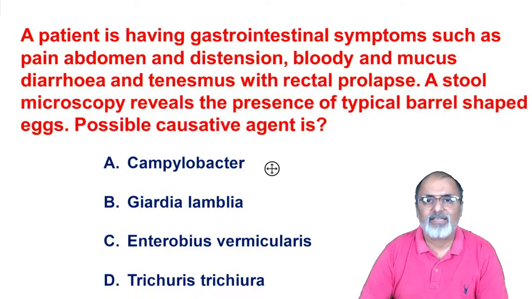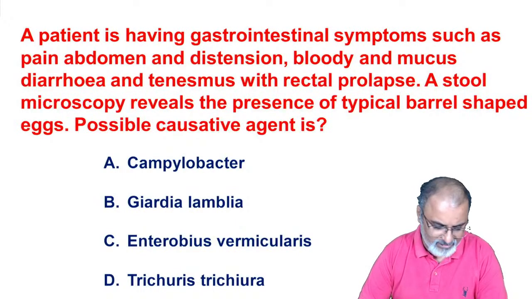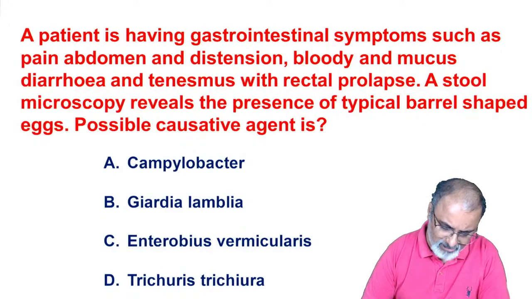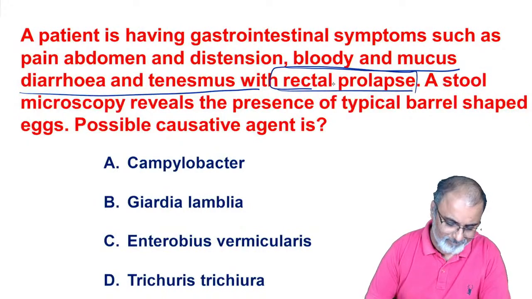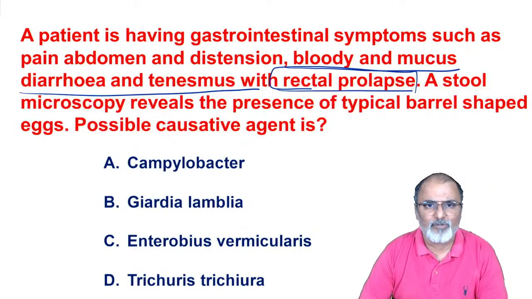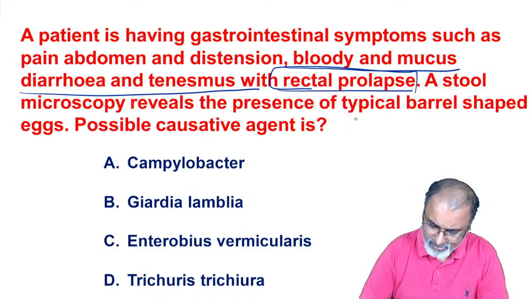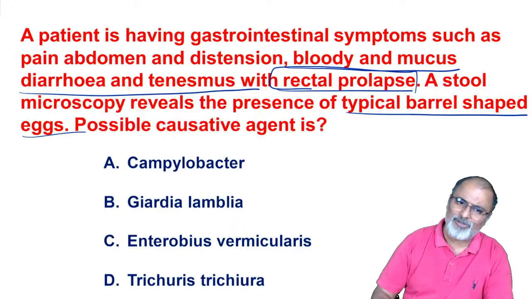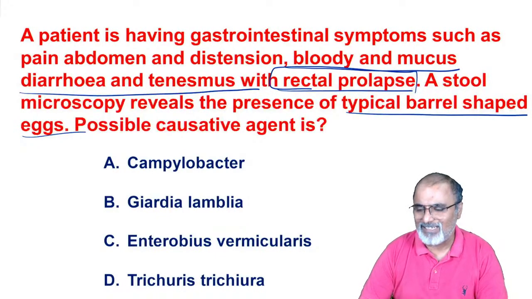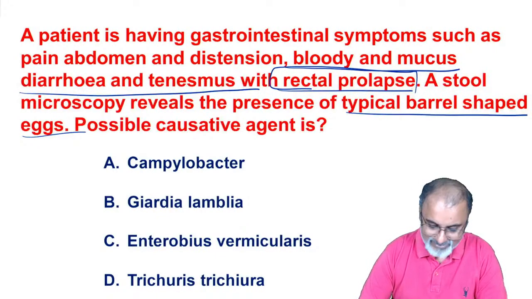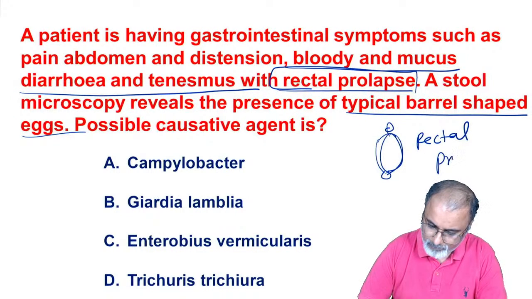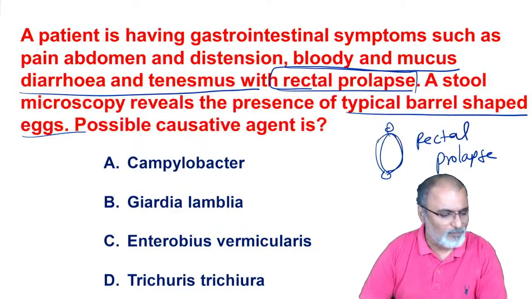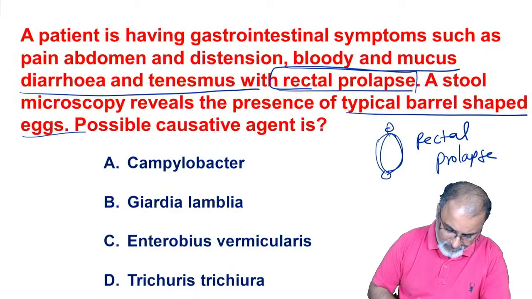Patient is having gastrointestinal symptoms such as abdominal pain, distension, bloody and mucus diarrhea and tenesmus with rectal prolapse. Children with rectal prolapse. Stool microscopy demonstrated barrel-shaped egg. You already know, the last question is a very easy question. Barrel-shaped egg with two mucus plugs causes rectal prolapse. What for? Trichuris trichiura.